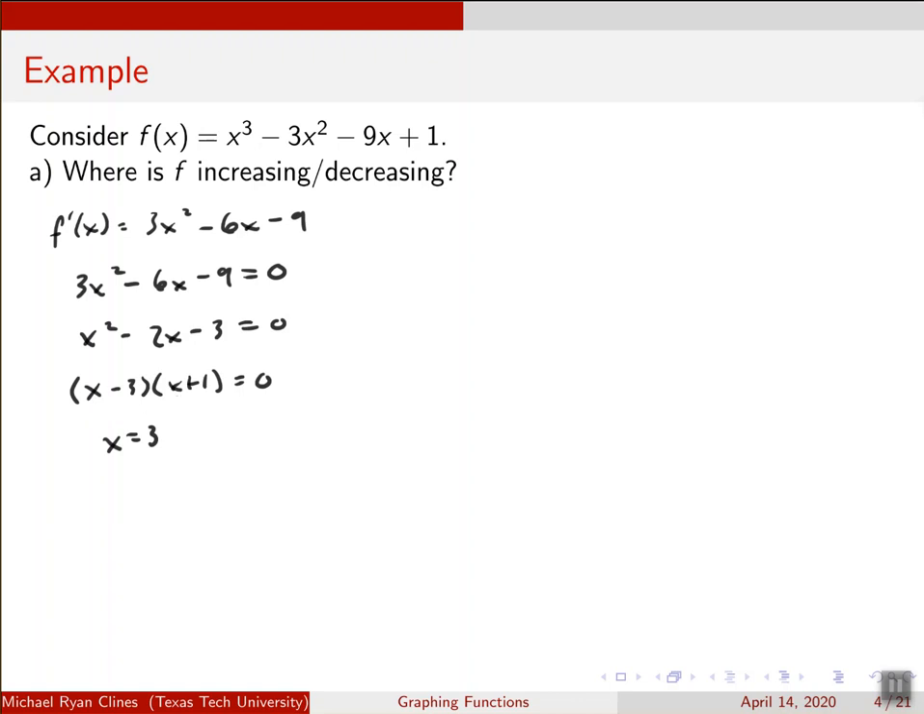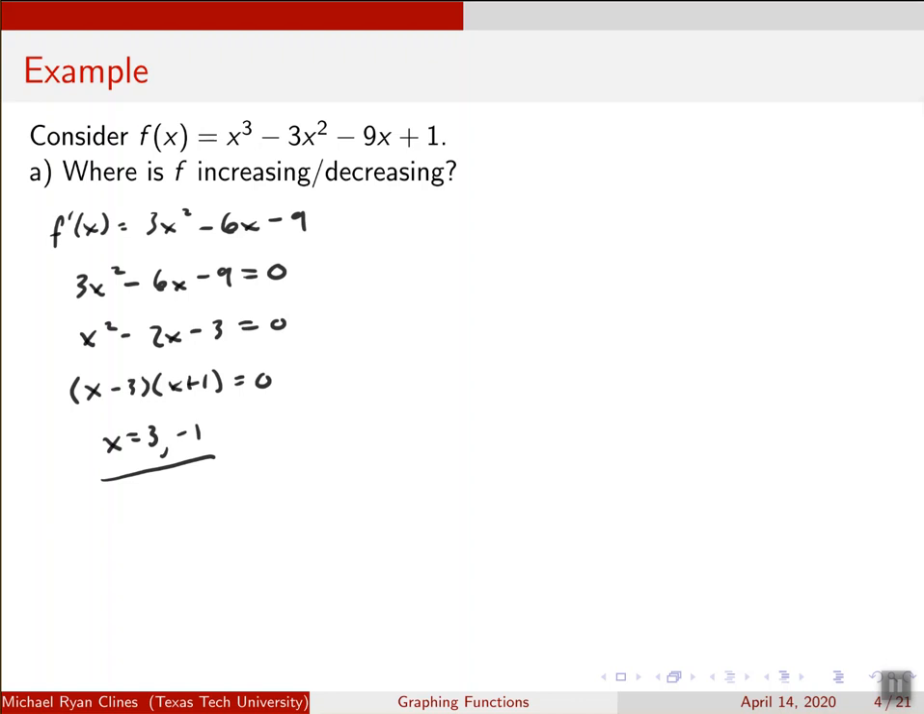So this is a point where the derivative is equal to 0. And also the point -1. Plug -1 in here, this product will be 0. And thus we have our 2 points that we are looking for. Now, these are the 2 points we're looking for. This is where the derivative is equal to 0.